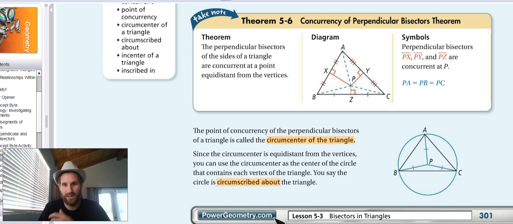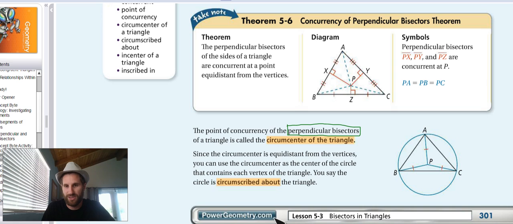So this is one of our big keys. It's called the circumcenter. Okay, so we're going to talk about the circumcenter and the incenter today. So the circumcenter is the point of concurrency of perpendicular bisectors. Okay, so when we have three perpendicular bisectors, all three of these are perpendicular bisectors, they're going to actually meet and create the center of a circle that is circumscribed about the triangle.